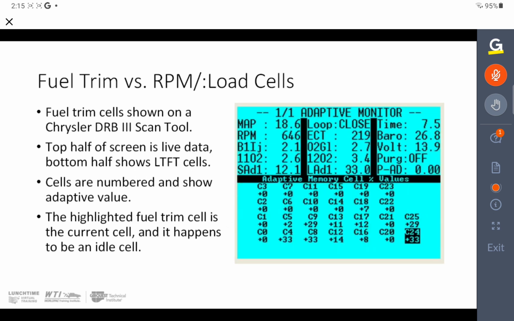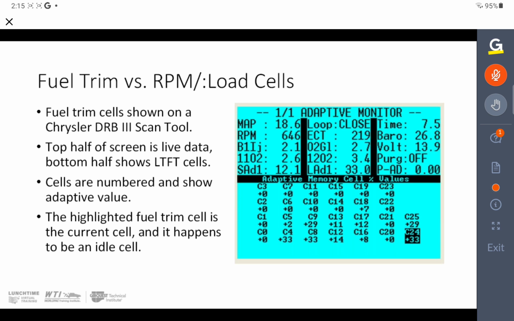This right here is showing the DRB3, which is the Chrysler scan tool. The top half of this is showing live data as to what's going on with the vehicle. So these are our data PIDs for this particular vehicle. What I think is kind of neat about this is that the lower half of the screen is showing all the different fuel trim cells and what the fuel trim was doing at the time.